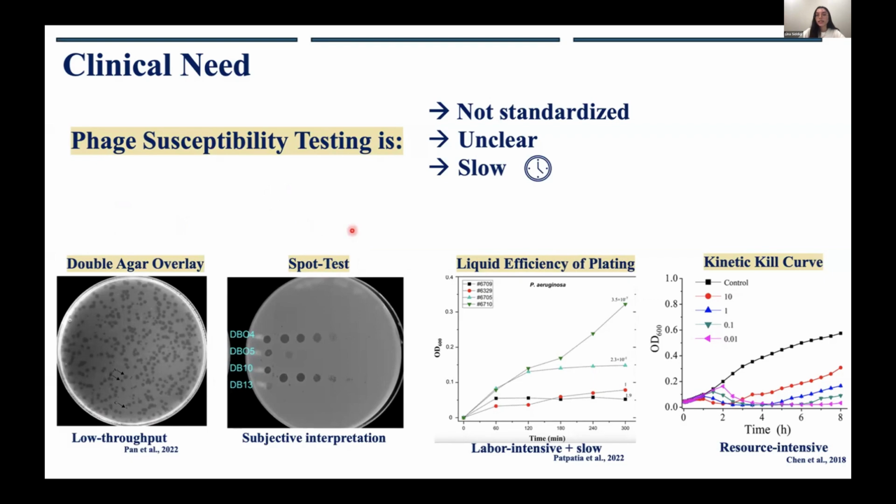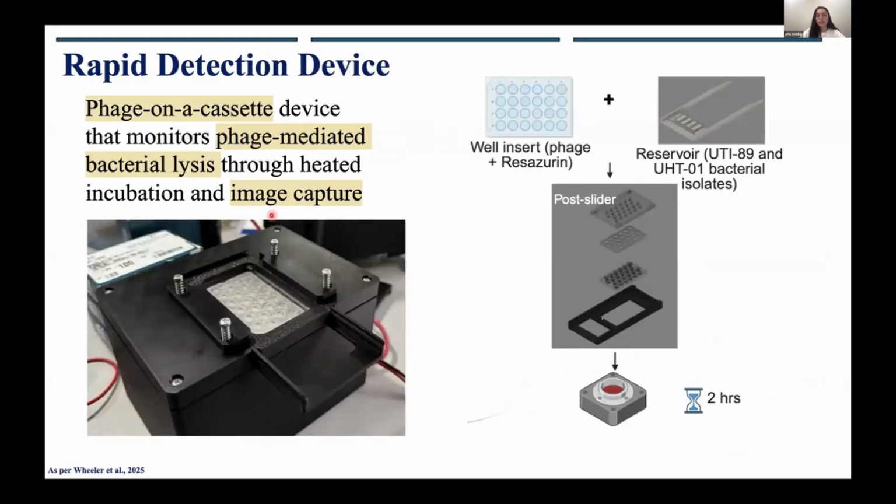These limitations seriously hinder clinical implementation of phage therapy while also delaying treatment options. And a major challenge is that these solid-based PST methods are often not directly comparable to liquid-based PST methods, which creates uncertainty in phage selection. Our rapid detection device is designed to not only speed up, but also standardize that susceptibility testing process.